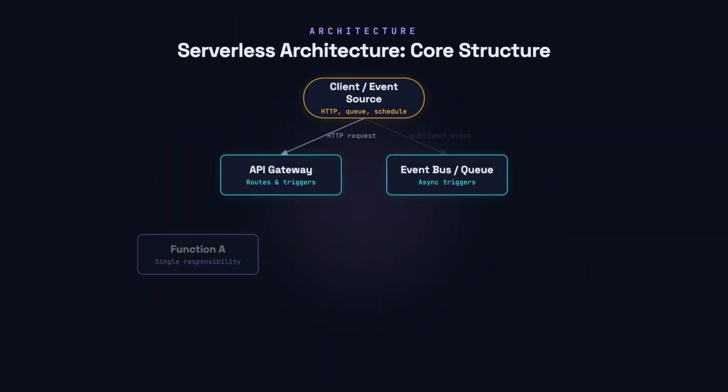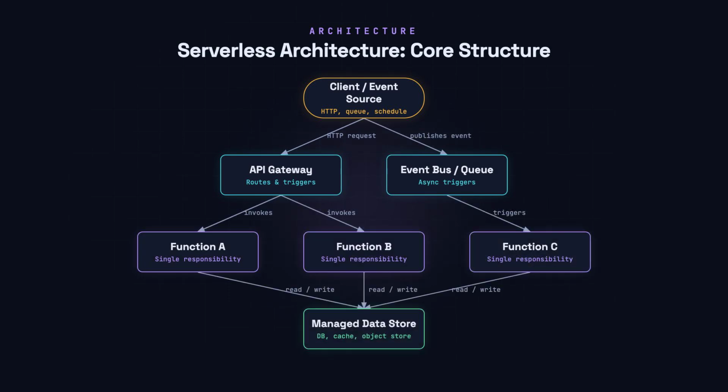In a serverless architecture, there are no long-running application servers. Instead, the cloud platform provides two types of entry points: an API gateway that accepts HTTP requests and routes them to specific functions, and an event bus or queue that triggers functions asynchronously. Each function is a small, focused unit of business logic. State is never stored inside the function itself. It always reads from and writes to an external managed data store like a database or object storage.